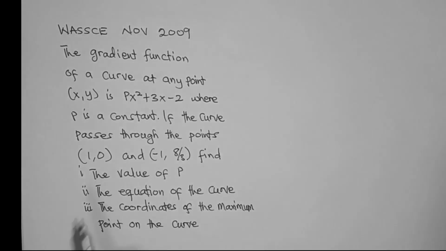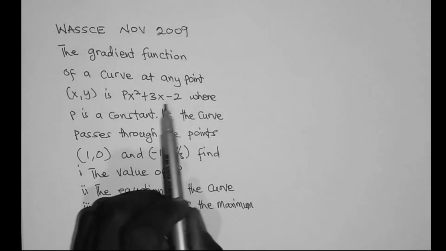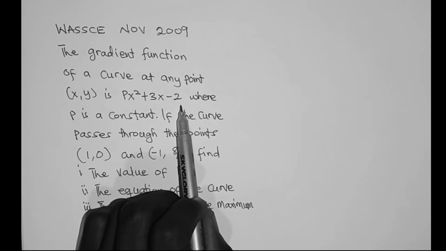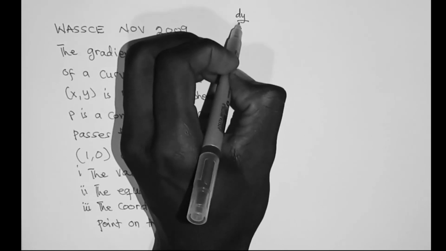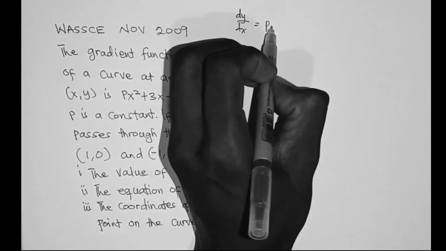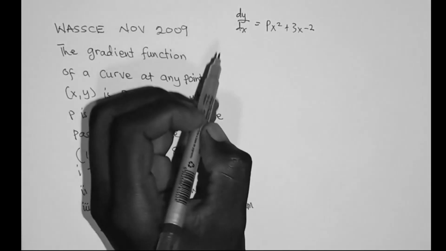So this example is the same as the previous example. The gradient function is px squared plus 3x minus 2. So this means that dy/dx is equal to px squared plus 3x minus 2.